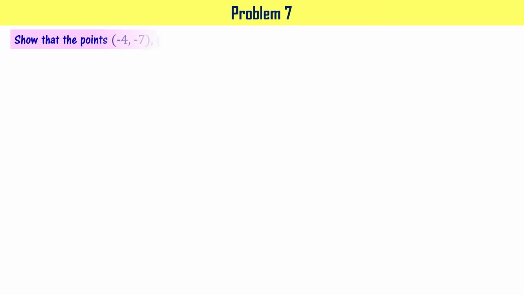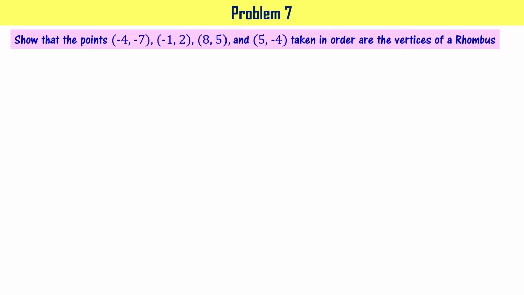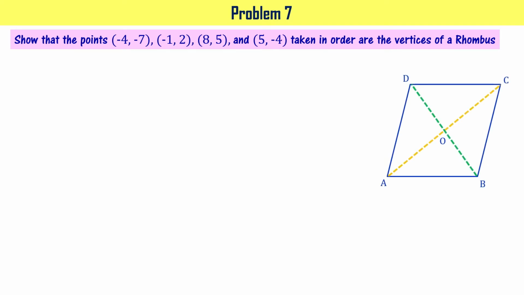The next problem is, show that the points minus 4 comma minus 7, minus 1 comma 2, 8 comma 5 and 5 comma minus 4 taken in order are the vertices of a rhombus. When you draw a rhombus, it looks like this. The properties of interest for this particular problem are that all the sides of a rhombus are equal. It means if I have a rhombus ABCD as shown here, the distance AB equals BC, equals CD, equals AD, right?